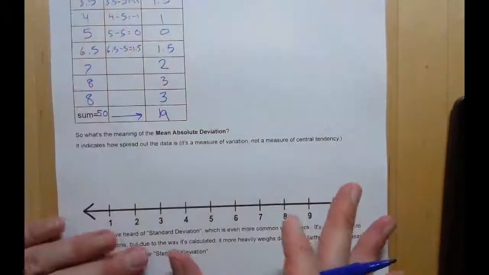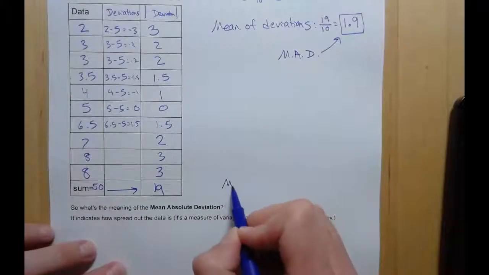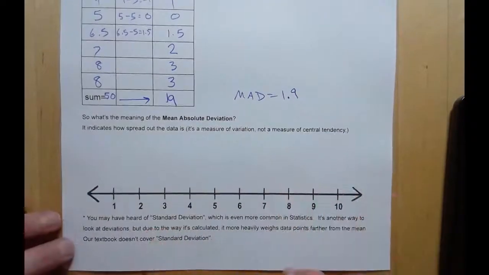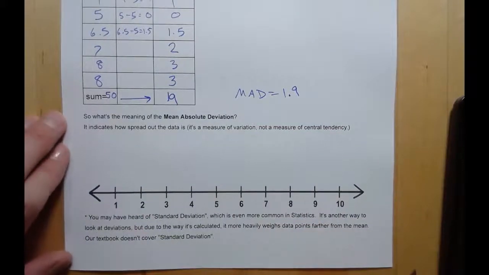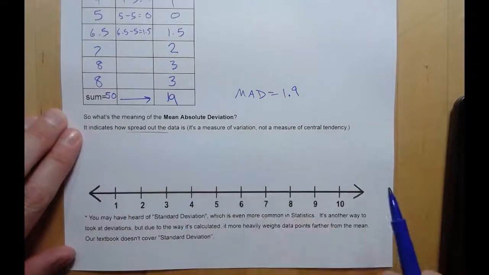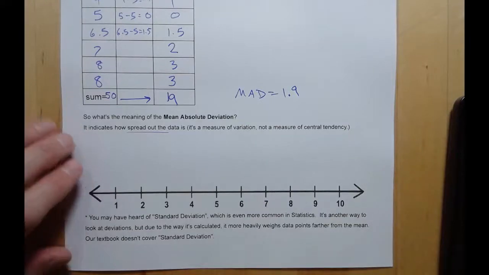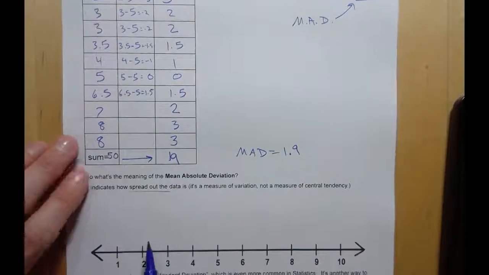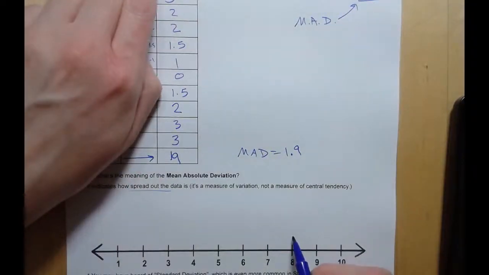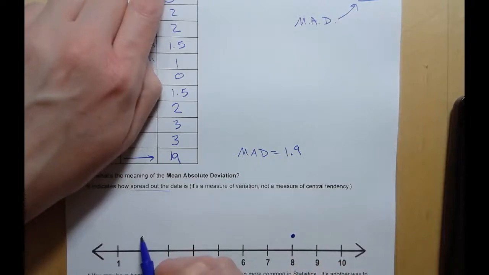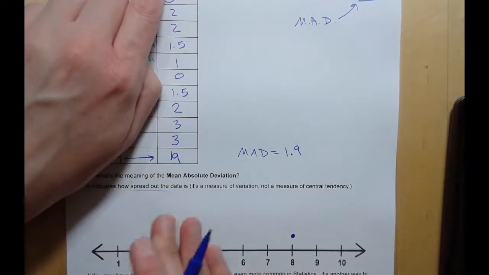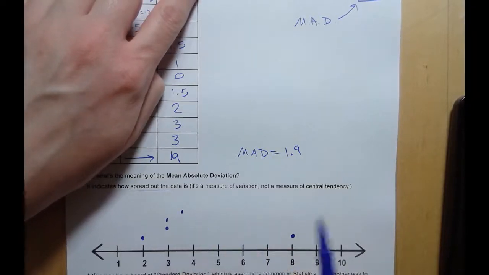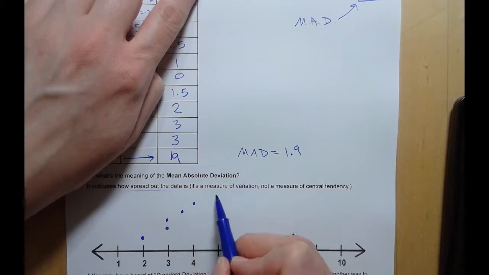And lastly, in terms of really understanding what this means, I'm going to go ahead and write it down here again so that I can move my paper up and I still see it. What is the meaning of the mean absolute deviation? Again, it indicates how spread out the data is. So if we would actually plot our data points here, I'll read them off to you. The first data point was 8, so that would be over here. And we also had a 2, and we had a 3. I'm going to put them up a little bit just to help us. We had another 3. We had a 3.5. We had a 4. We had a 5.